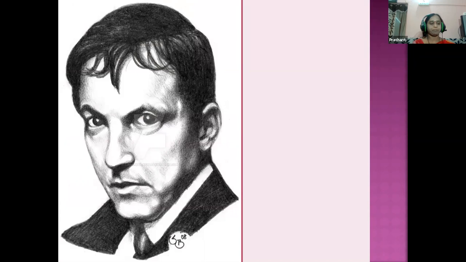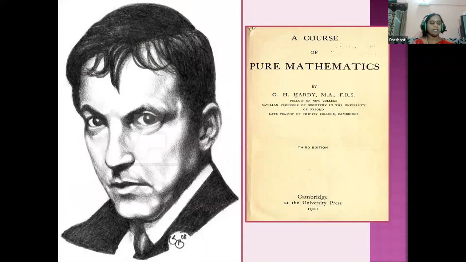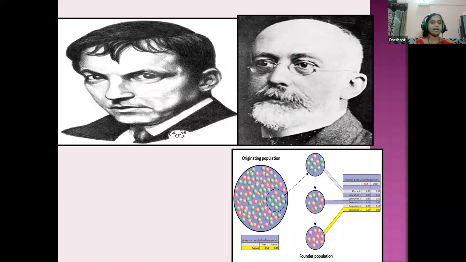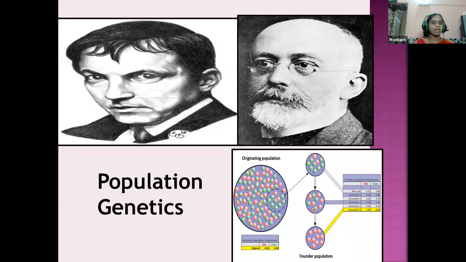Hardy invented the principle called the Hardy principle in the year 1908. Later, the same principle was also discovered by Weinberg in the year 1943. He also explained the allele frequency in the population. Both Hardy and Weinberg discussed a theoretical situation, but separately, in which a population is undergoing an evolutionary change. Okay, what is the Hardy-Weinberg principle?